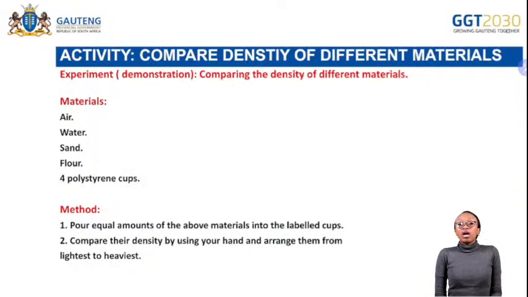Let's move on. Now we're going to do an activity just to demonstrate that materials can be of the same volume, but they will have different masses and densities. So we're going to compare the density of different materials. For this experiment demonstration, we're going to need air, water, sand, flour, and 4 styrofoam cups. We're going to pour equal amounts of these materials into labeled cups and then compare their density by hand. I'm going to be checking using my hand which one is heavier than the other. So we're going to take a break to bring in our materials, and then we will continue with the demonstration.